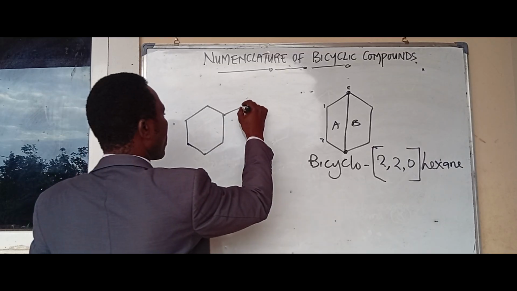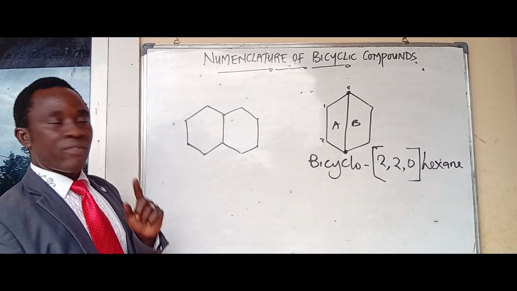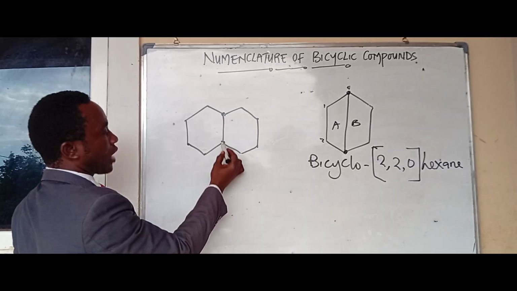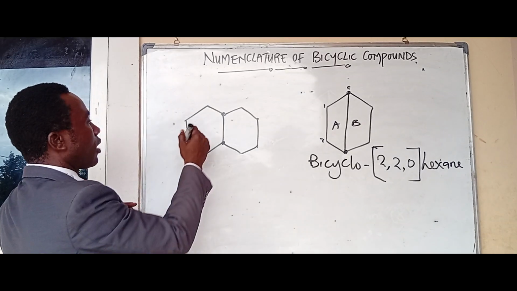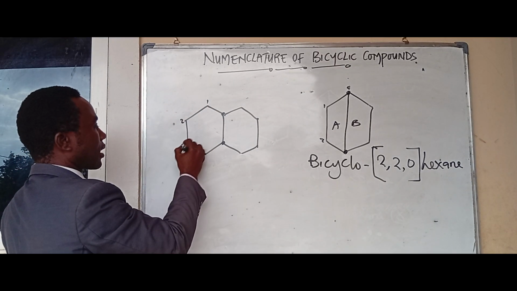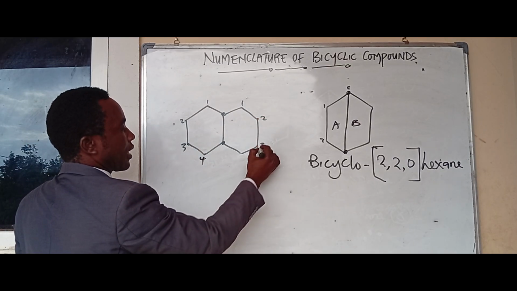Okay, this is a compound. What will be the name of this compound? First of all, these are the two carbon bridge. And within these two carbon bridge, there is no carbon there. So how many carbons are this side? 1, 2, 3, and 4. How many carbons are here? 1, 2, 3, and 4.